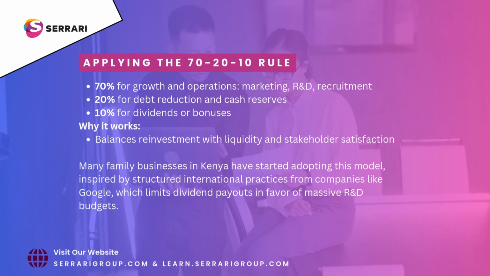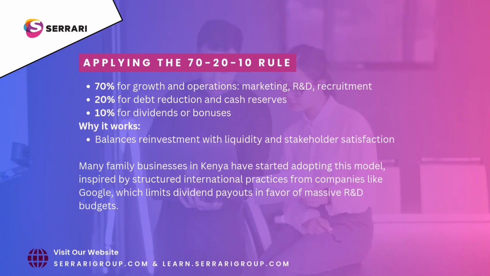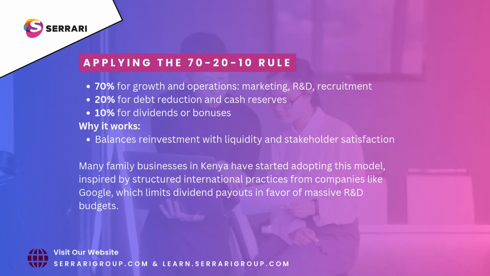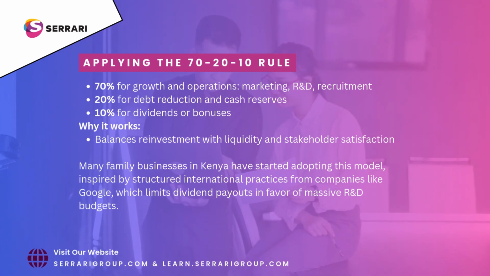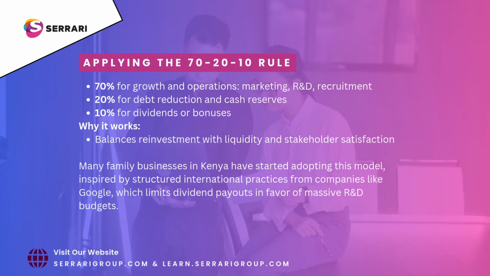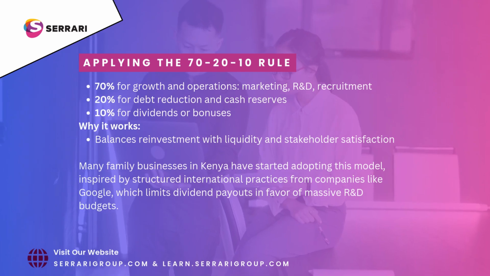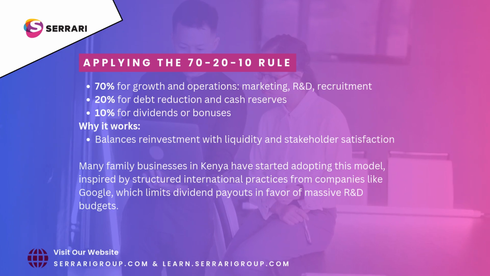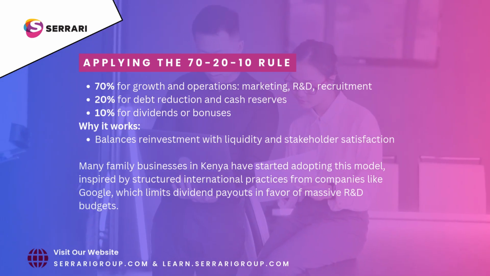Applying the 70-20-10 rule. 70% for growth and operations, marketing, R&D, recruitment. 20% for debt reduction and cash reserves. 10% for dividends or bonuses. Why it works. Balances reinvestment with liquidity and stakeholder satisfaction. Many family businesses in Kenya have started adopting this model, inspired by structured international practices from companies like Google, which limits dividend payouts in favor of massive R&D budgets.